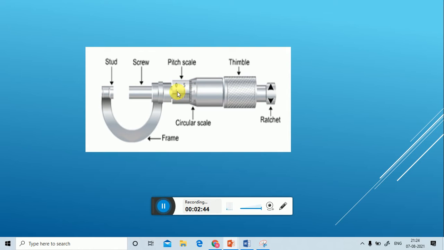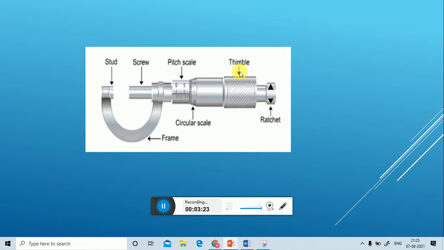Here I can see 0 and 5, and in between 0 and 5 we have a few more subdivisions. These readings are called pitch scale readings. Like we have the main scale reading in vernier calipers, we have the pitch scale reading in the screw gauge. And like the vernier coincidence in vernier calipers, we have head scale readings. Head scale readings are marked on this circular part of the screw gauge. So this is the pitch scale reading and this is the head scale reading.